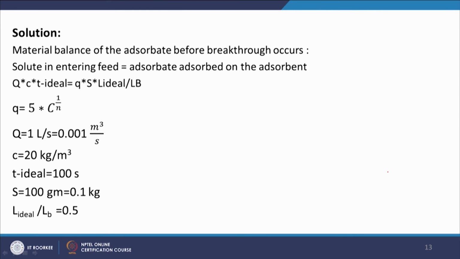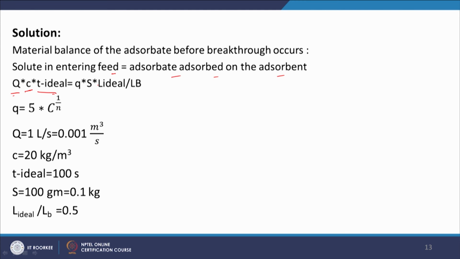Now, the material balance of the adsorbate before breakthrough occurs, which we discussed in our previous class, is that the solute in the entering feed equals the adsorbate adsorbed on the adsorbent. What was the solute in the incoming feed? We have the volumetric flow rate, the time, and the concentration. So Q into C into T ideal is the solute entering the bed, and the adsorbate captured on the adsorbent will be q into S.